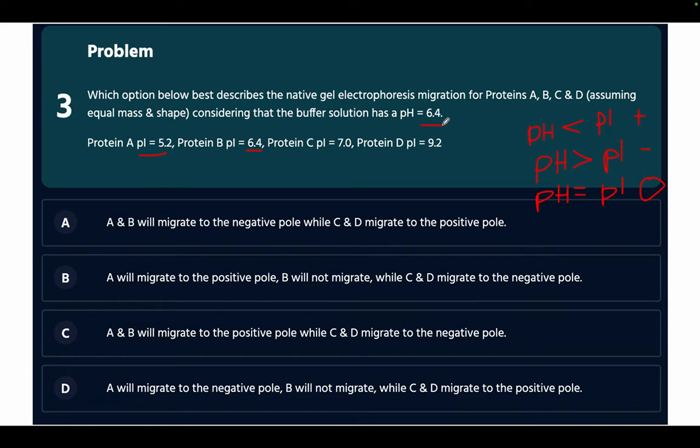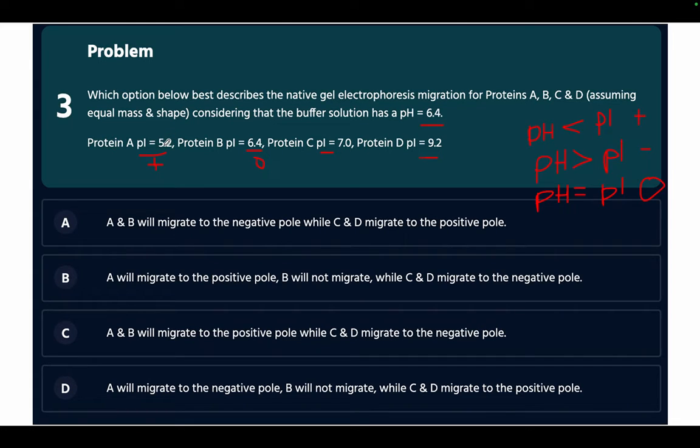Now think about the definition of electrophoresis. It is the movement of a charged particle. So if we have any uncharged particle, it will not move at all. So that means B will not migrate in this scenario. Protein C and protein D have pI which is greater than pH. Okay, which means that they will be negatively charged. Okay. So this is positive, this is 0, this is negative, this is negative.